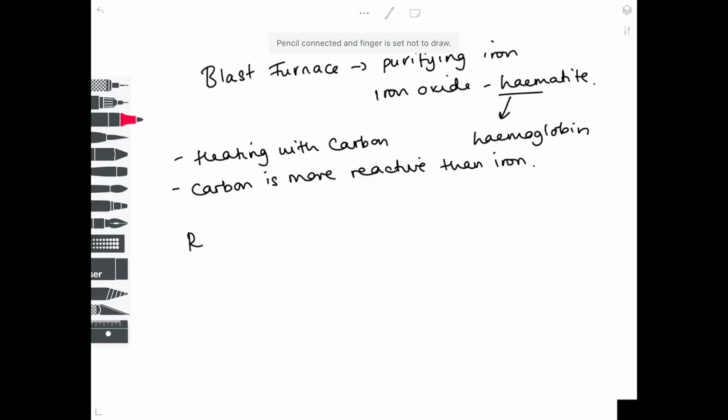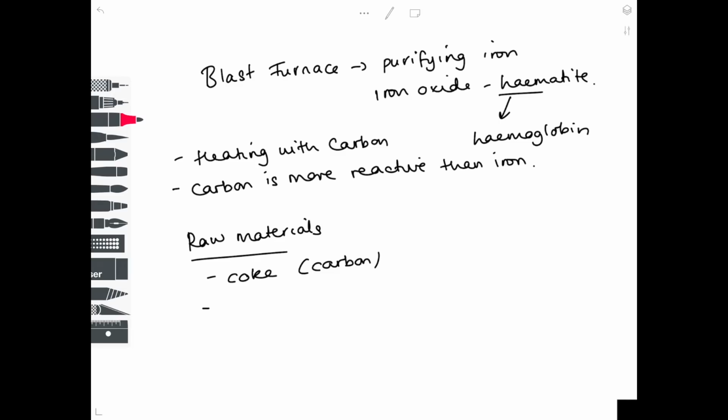So let's start by looking at the raw materials which will enter our blast furnace. These are obviously the carbon, which is entering in the form of coke, the iron oxide, and it's iron 3 oxide, and lastly limestone is added to remove acidic impurities.